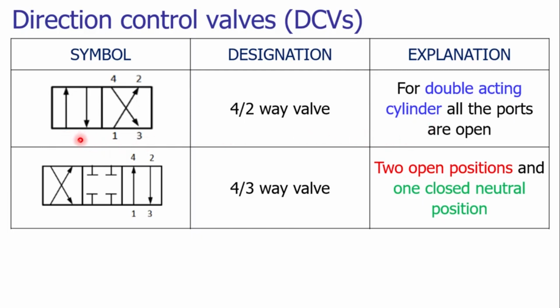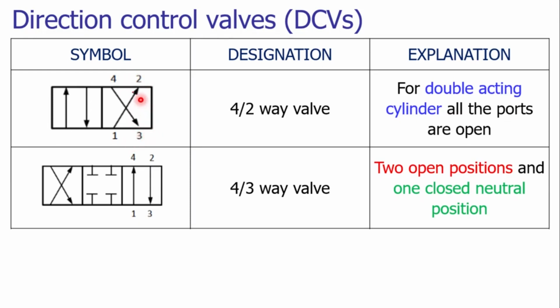By default, or in the neutral position, the ports are open. So 1 is connected to 4 and 2 is connected to 3. So we are allowing the pressurized fluid to flow inside the double acting cylinder. From the rod side end, the fluid is coming back to the tank.